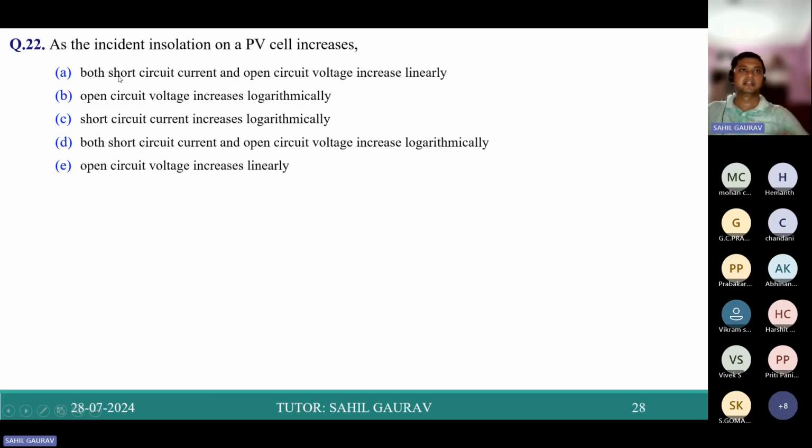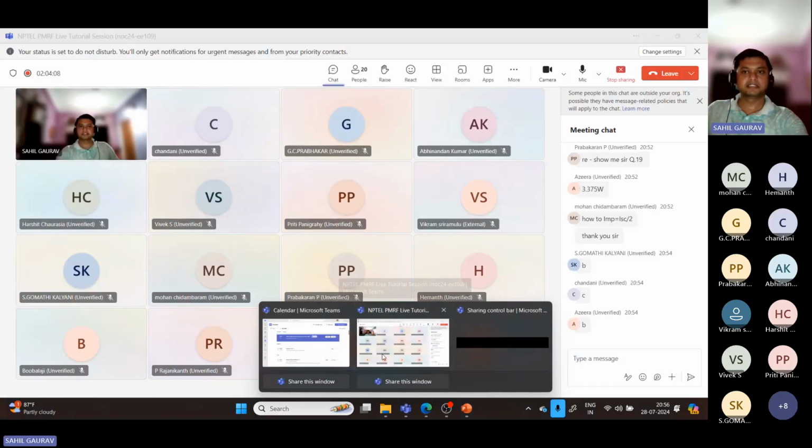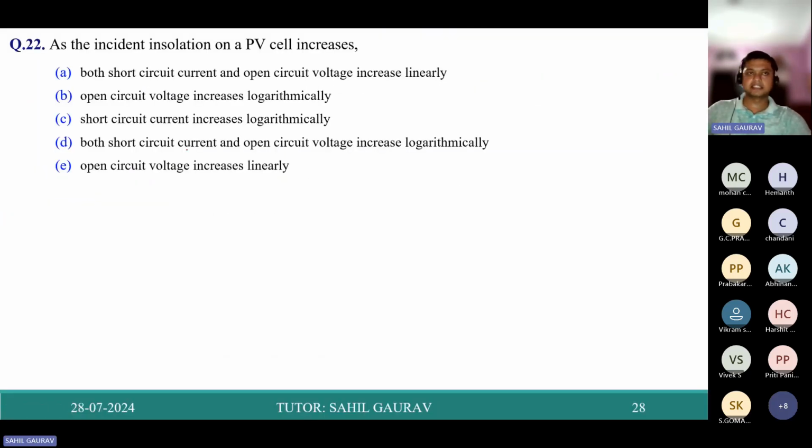Now come to the next problem. As the incident insolation on a PV cell increases, the same type problem. Just read it carefully and give your answer. I think it is a repeated one, by mistake it got repeated. So for this problem, the open circuit voltage increases logarithmically, so B is the correct answer. Short circuit current increases linearly, and open circuit voltage increases logarithmically. So B is the correct answer.